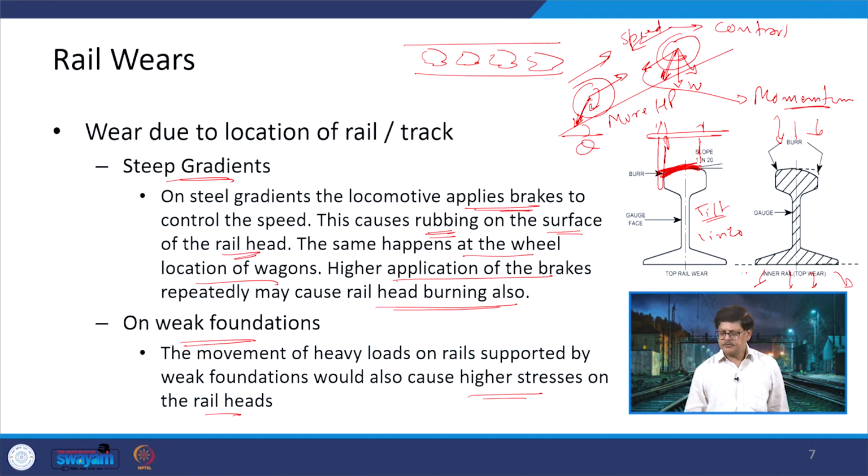So, if everything is weak in this area, then the main component which is left, which can take the load, is the rail section, and therefore the higher stresses are going to be induced at this point, and therefore you will find that there is possibility of wear in this case also.